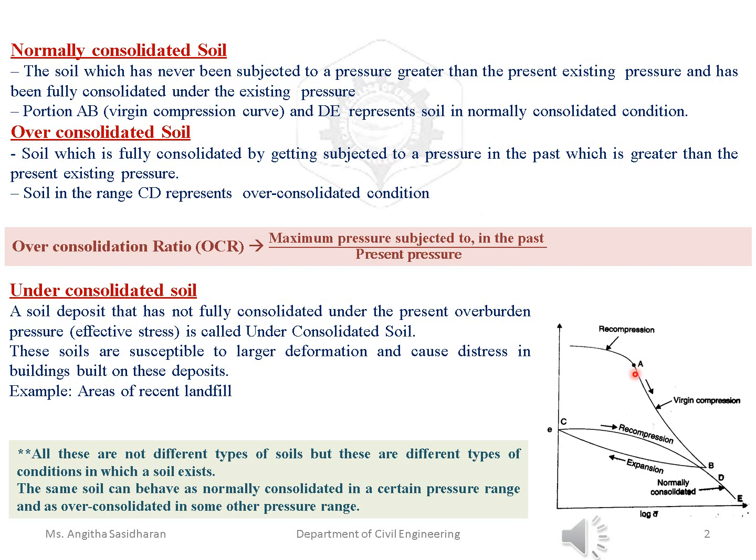So in this curve, the portion AB is called virgin compression, because this is the consolidation that the soil experiences for the first time. So that portion AB is representing a normally consolidated condition. The soil in the portion AB is a normally consolidated soil. It is getting consolidated by a pressure that it has never experienced before.